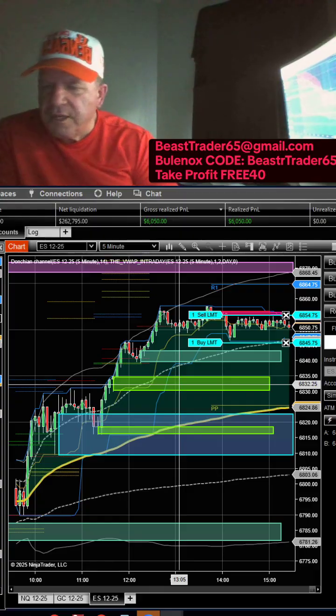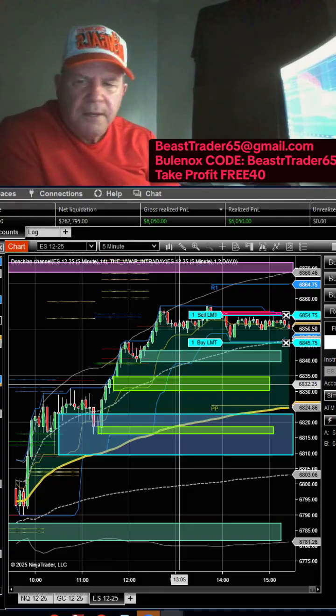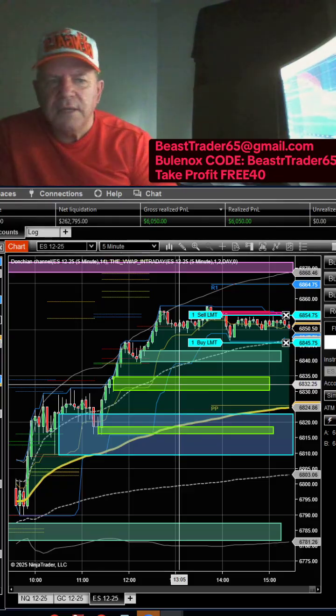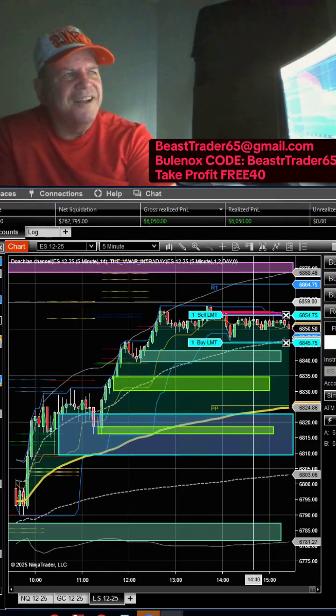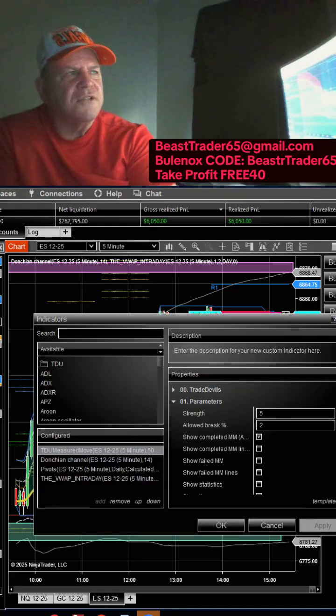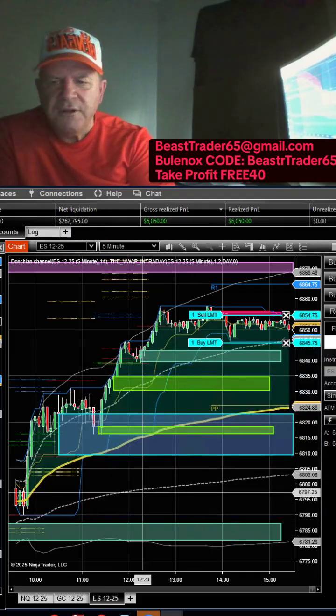What indicators do I use? I use the VWAP. That's the main one. Then I use anchored VWAPs, and then I use pivots. I don't even know what I use, they're just automatically on my chart. I only use like 4 or 5 indicators, guys: Donchian channel, pivots, intraday VWAP, measured moves, and then anchored VWAPs. That's all I use. It's nothing complicated.